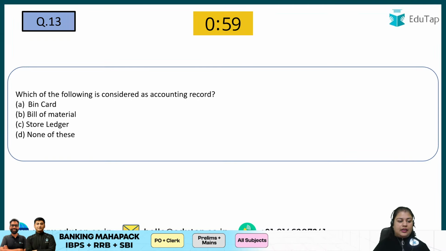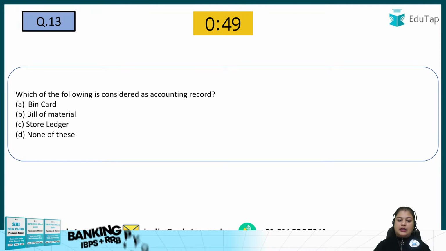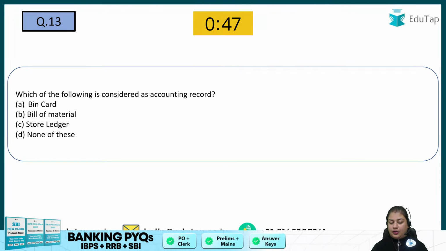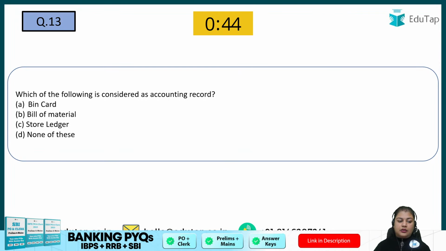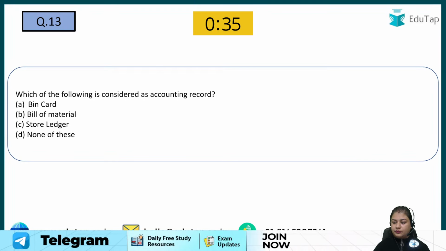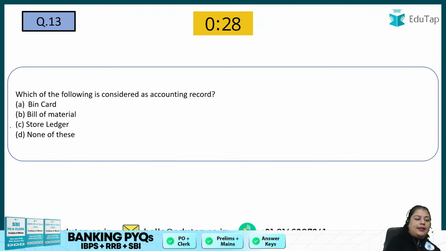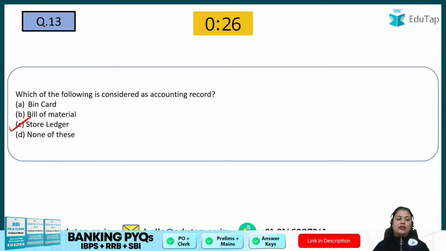Question number 13. Easy question again. Which of the following is considered as an accounting record? Bin card, bill of materials, store ledger, or none of these? So please tell me the answer. Yes, the answer would be store ledger. Everyone answered it correctly.